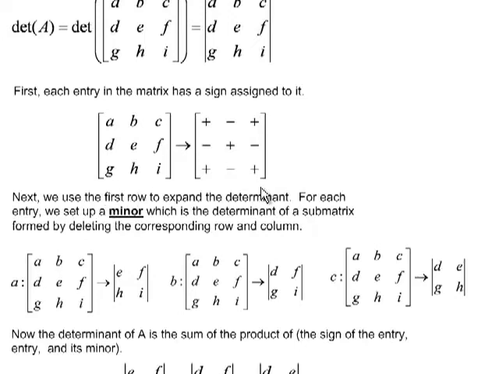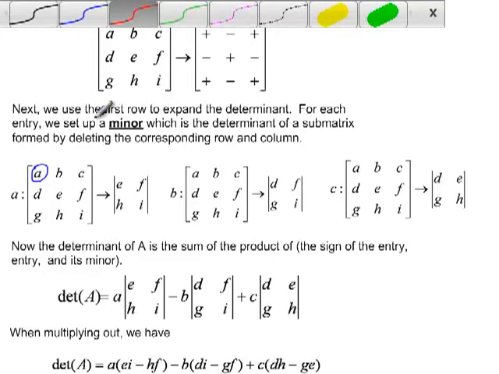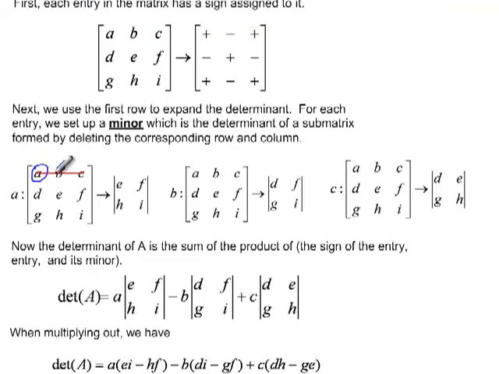Now the minor of each entry will be defined as follows. For each entry we set up a so-called minor. What is it? It is the determinant of a submatrix formed by deleting the corresponding row and column. So I will spell it out for you. For the entry A, you're going to delete, that means cross out, the corresponding row, the first row, and the first column. Then the remaining entries, if you take the determinant of them, will be the so-called minor of A. So I simply copy the remaining entries and set up the determinant for you. B.